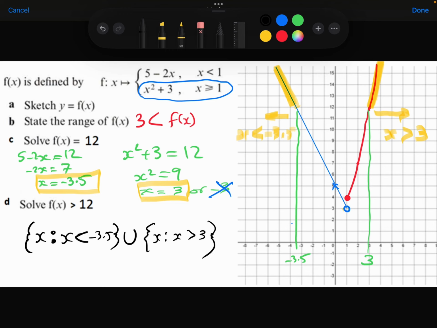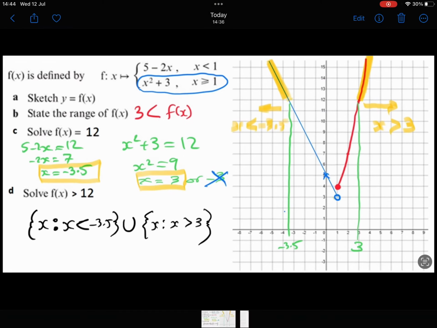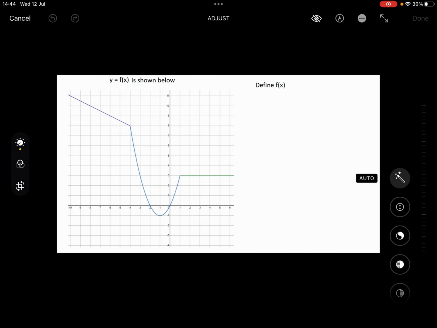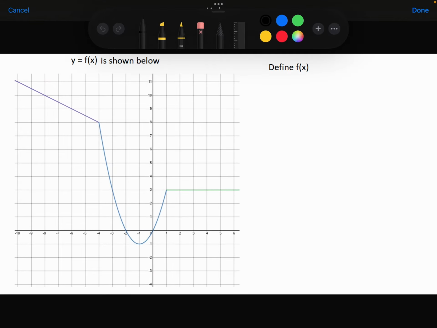So that's what a piecewise function is and how we can solve some problems with them. Let's have a look at a second example now, where this time we're given the graph and we need to be able to define it. So we need to find the equations and the domains for each section of this graph.